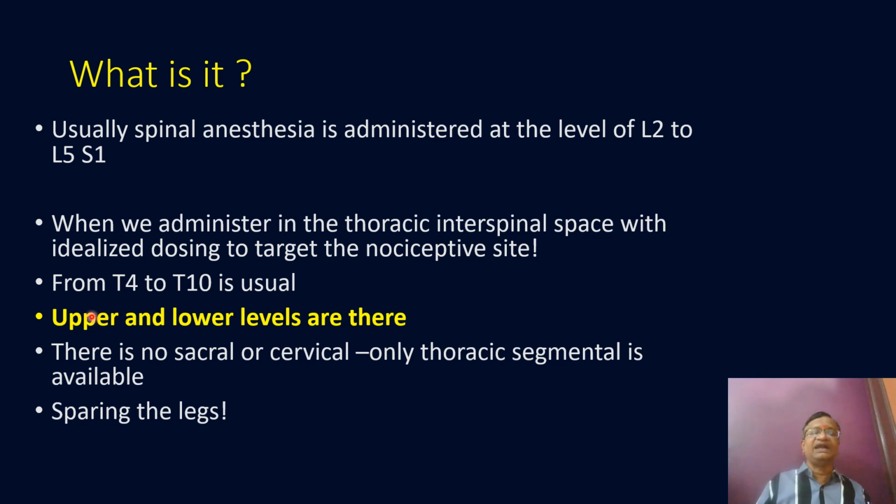So we will have upper and lower levels. If we give 3 ml of bupivacaine in L3, L4 normally, we only see the upper level, T4, T6, because the lower level is completely blocked. But if we give thoracic spinal anesthesia, for an umbilical hernia, we are putting 1 ml of bupivacaine in T9, T10, and it will block only from T7 to T12. That's all. So L1 is not blocked. So we will have a lower level and an upper level in segmental thoracic spinal. There is no sacral or cervical.